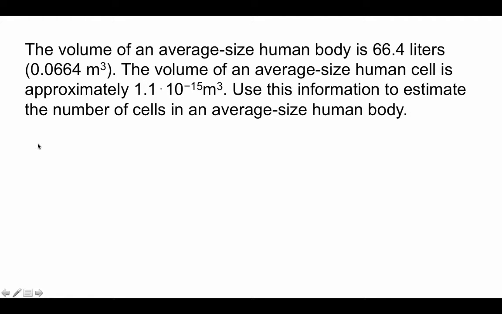So we ended with a couple of examples from Chapter 1 so that then you could go home and do the homework. Here's one example from Chapter 1. The volume of an average-sized human body is 66.4 liters, which is 0.0664 meters cubed, and the volume of a human cell is 1.1 e negative 15 meters cubed. How many cells are there in an average-sized human body?